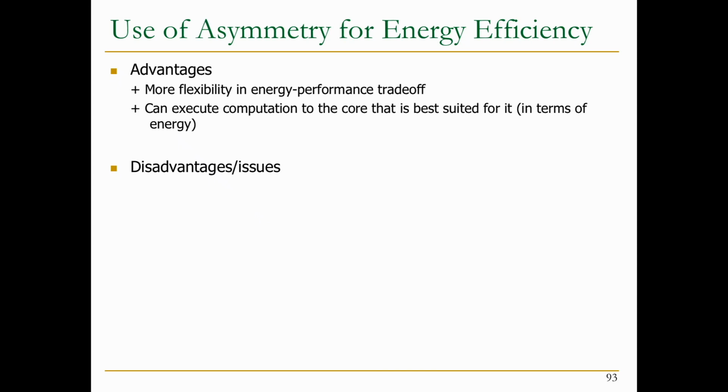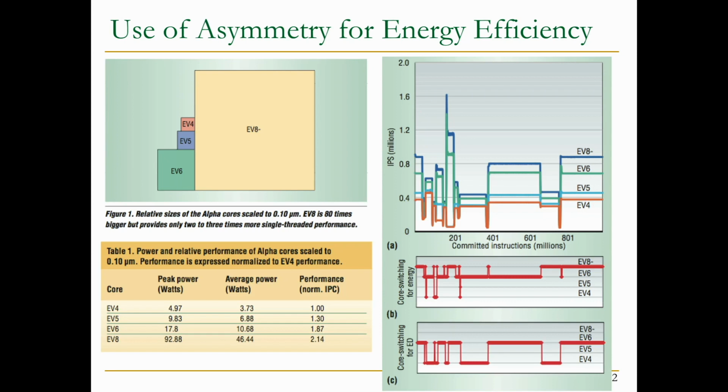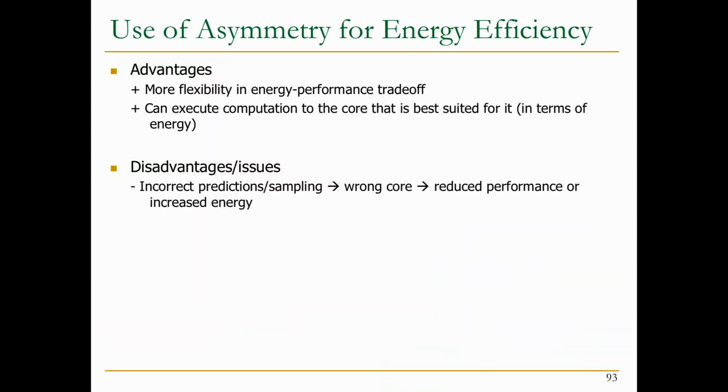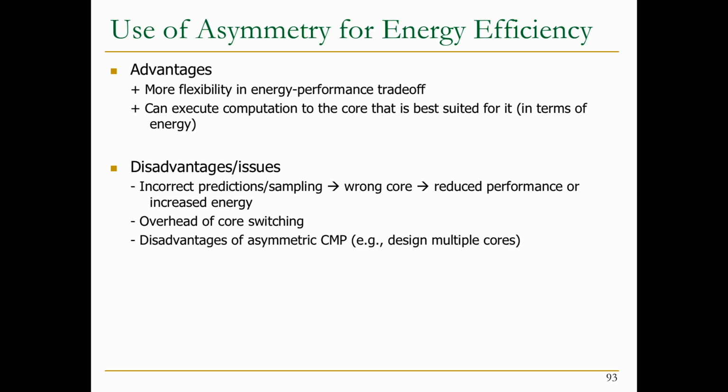You can do it for performance also, but just pure performance is hard because clearly some cores are better than others. Even though in some cases they may be very close to each other, still there's very little difference in those phases. But of course there are disadvantages and issues in these ideas, and these disadvantages are similar to all of the disadvantages of heterogeneity as well. Whenever you have an incorrect prediction, you get the wrong core, you get reduced performance or increased energy. There's overhead of core switching. That's true for all migration designs.